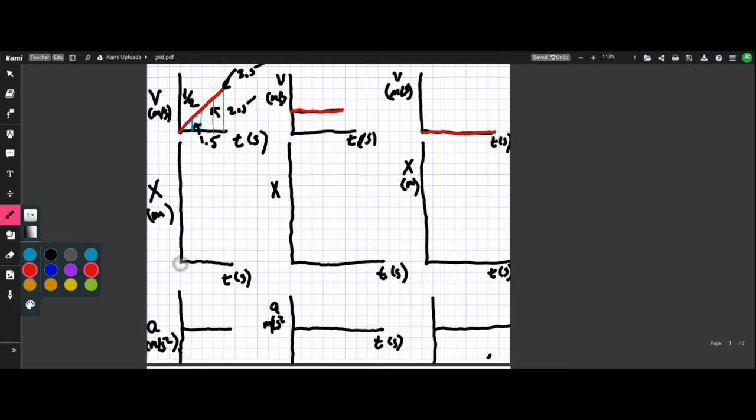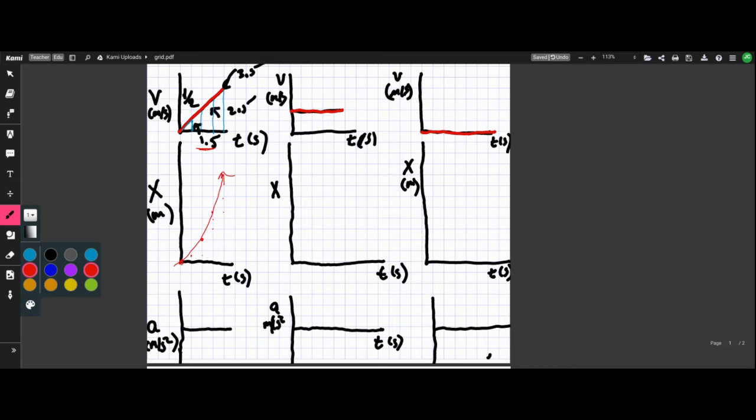So if we assume we start at 0, in the first second, we go 1/2 meter. In the next second, we go 1.5 more. So I go over 1 second, I go up 1.5 more. In the next second, I go 2.5 more. In the next second, I go 3.5 more. So 1/2, 2, 4.5, 8. And so you end up with these points, and when we graph them, we see that we are getting a parabola.